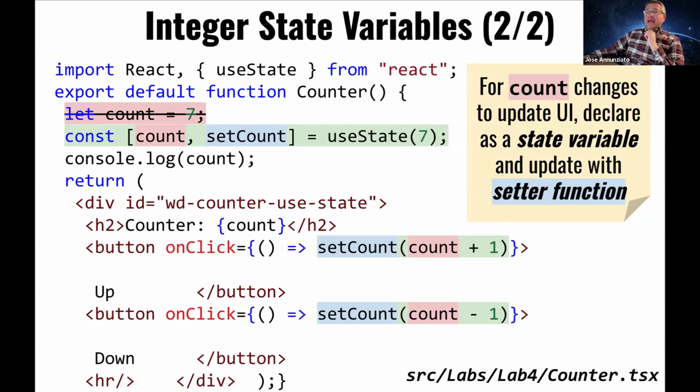Okay. So yeah, these names can be arbitrary. You can make them whatever you want as long as they are declared in that order. The first one holds the value of the state variable. The other one is a reference to the function that mutates that variable. Okay.